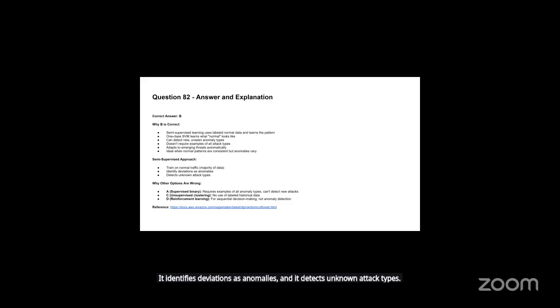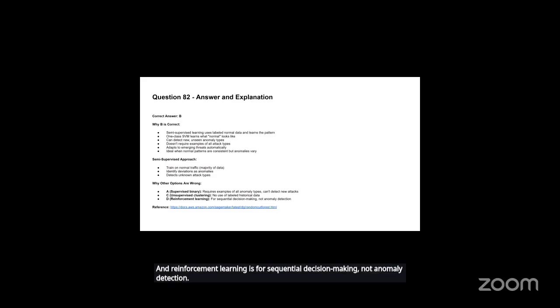Why are the other options wrong? Supervised binary requires examples of all anomaly types. It can't detect new attacks. Unsupervised clustering makes no use of labeled historical data. And reinforcement learning is for sequential decision making, not anomaly detection.